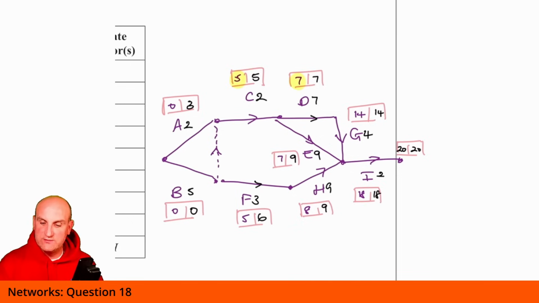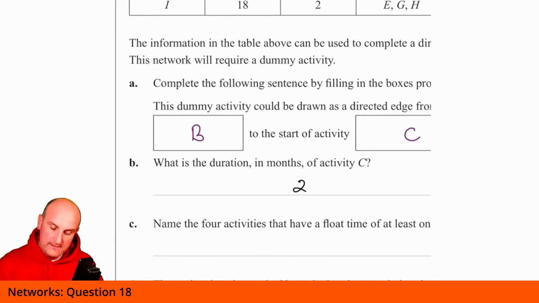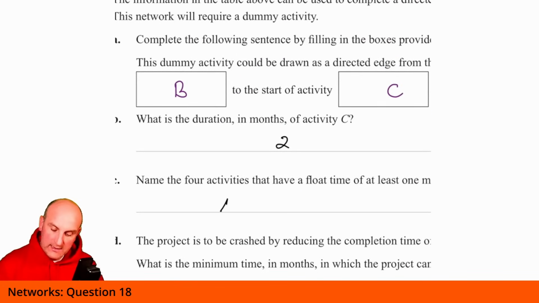What did it say? Name the 4 activities with a float time of at least 1 month. Well, there has got a float time of 1 month. That's got a float time. That's got a float time. And that's got a float time. And I think all the rest are the same. So A, E, F, and H. So let's go back to here for a moment. So A, E, F, and H.